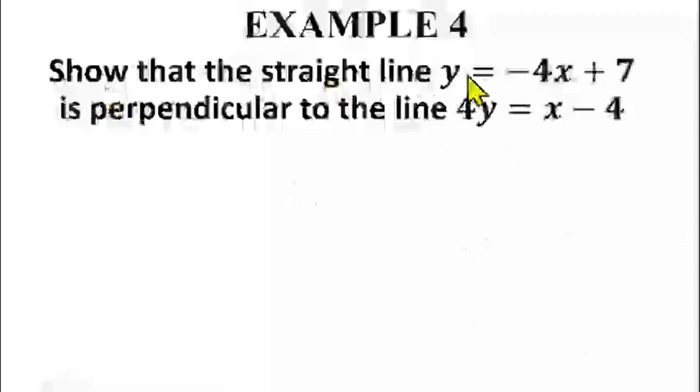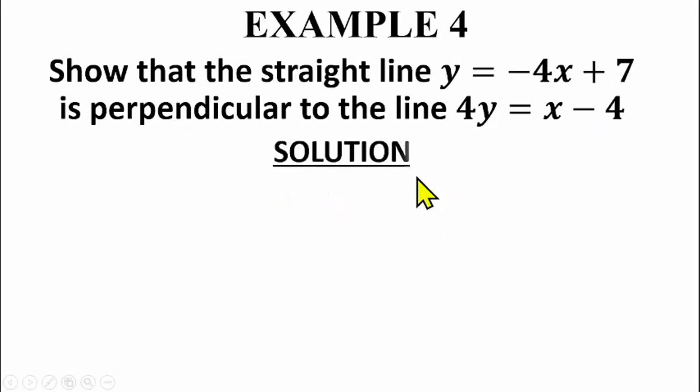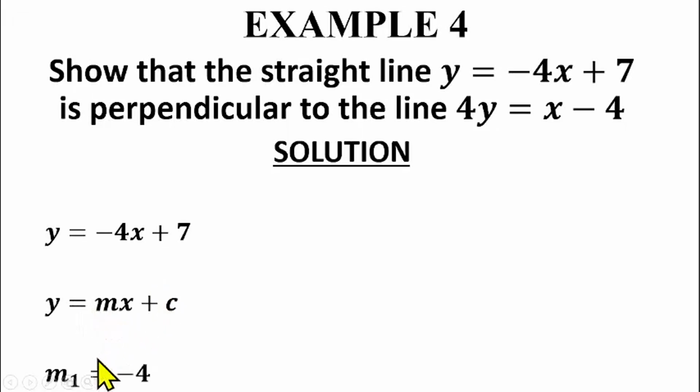Also, example 4: we have to show that the straight line y is equal to minus 4x plus 7 is perpendicular to the line 4y is equal to x minus 4. So also, we find the gradient of the first line. We have y is equal to minus 4x plus 7, and this has already been expressed like the general equation of a straight line, so our m1 will be equal to minus 4.